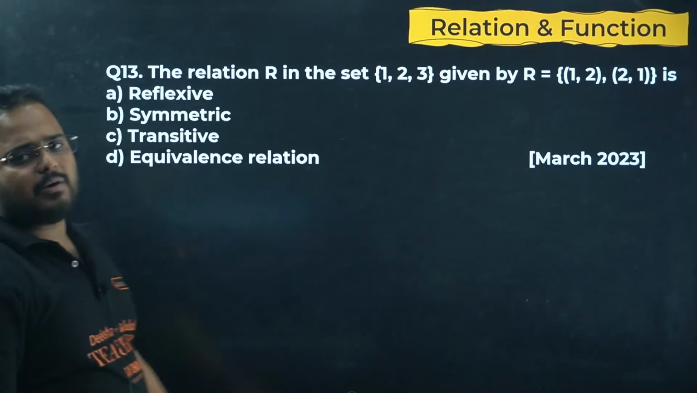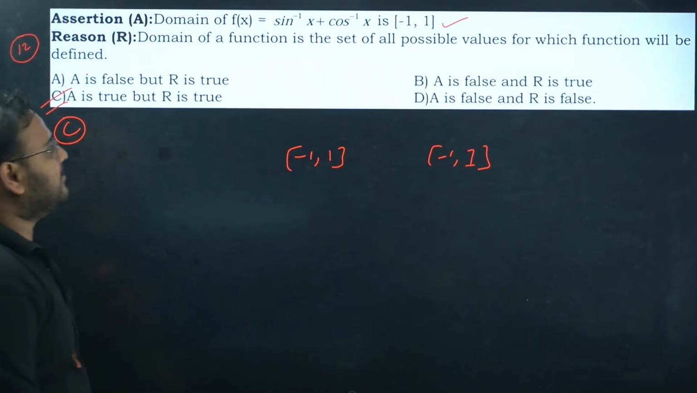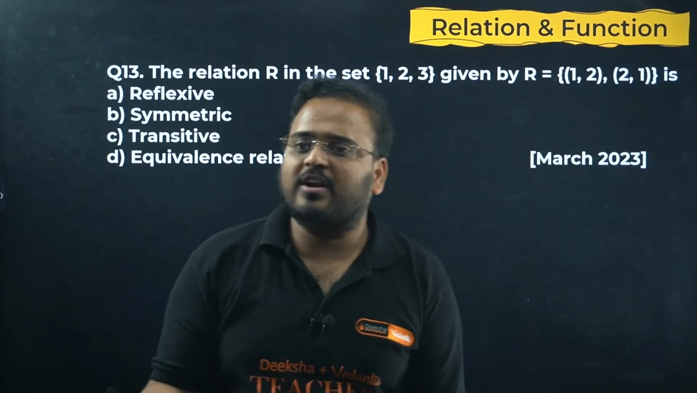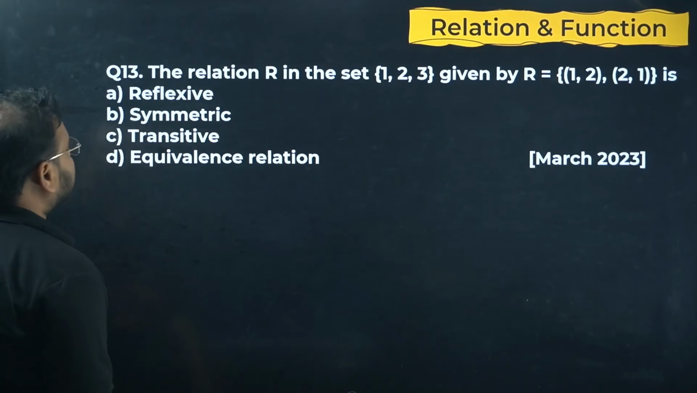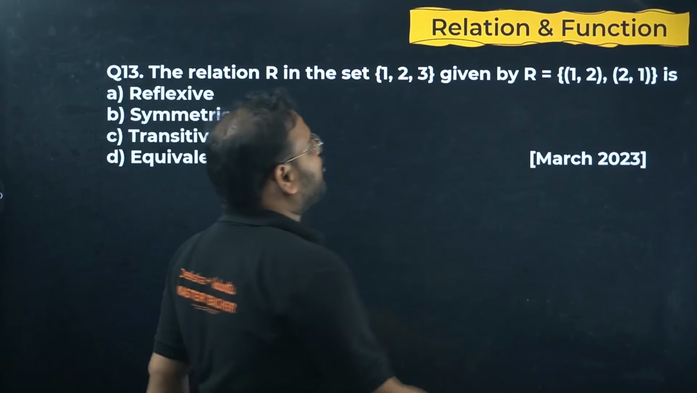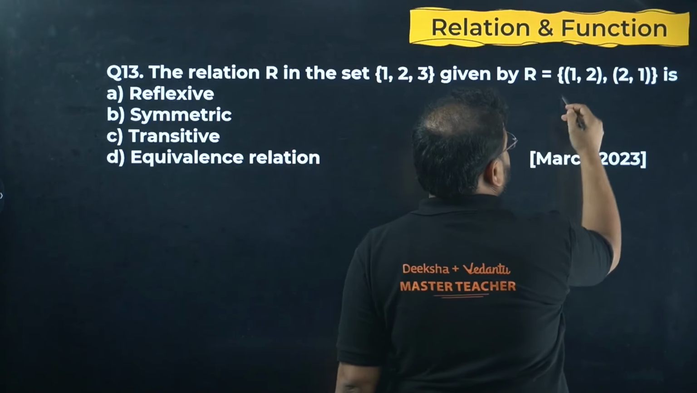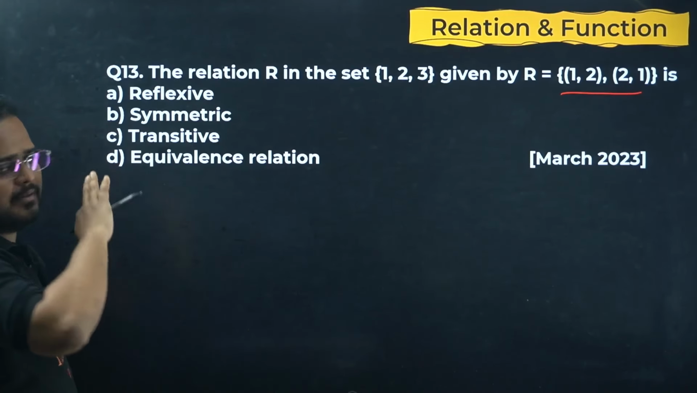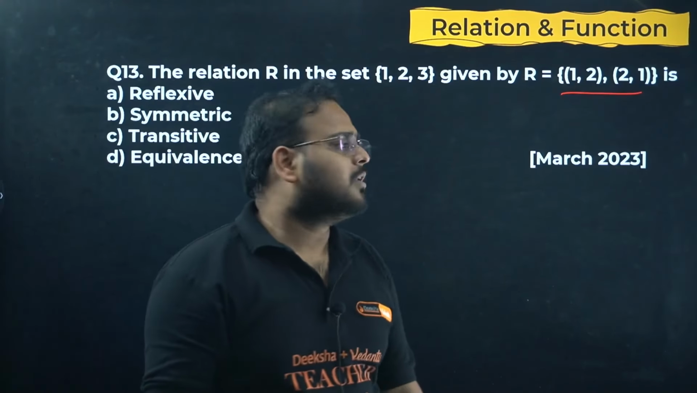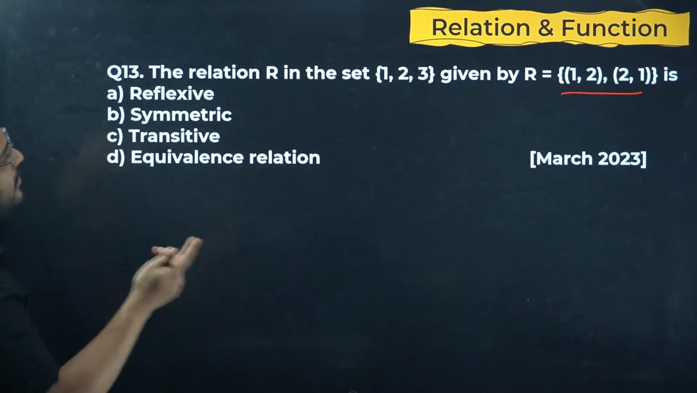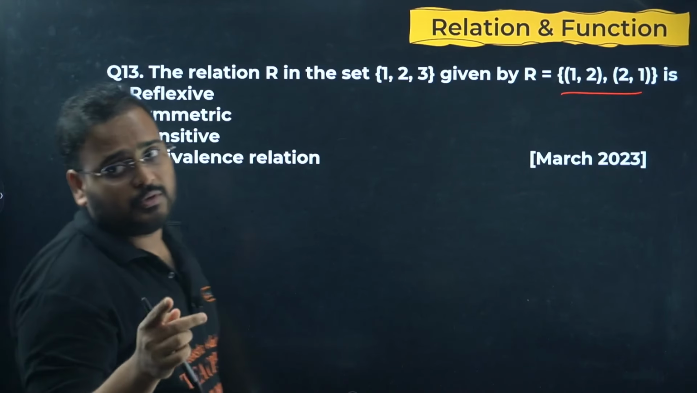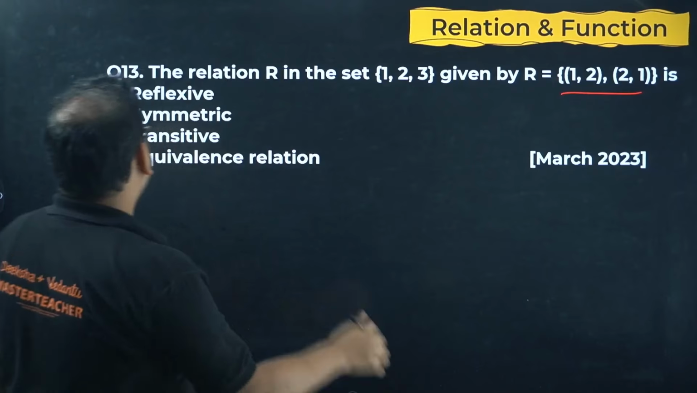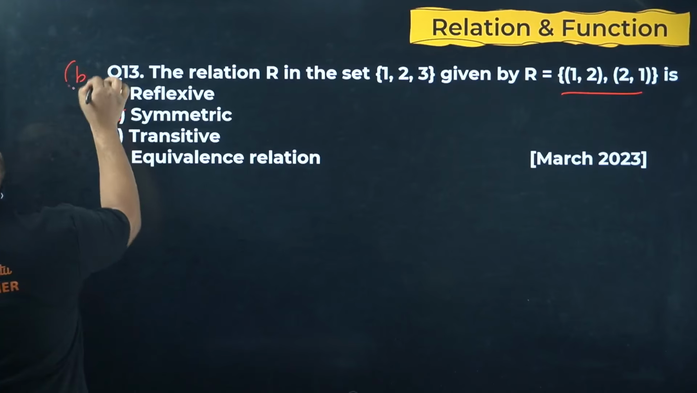Clear? So chapter number 2 basically, which is ITF, is over now. Moving on to relation and function. The relation R in the set {1, 2, 3} given by (1,2), (2,1) is simply a symmetric relation. This cannot be equivalence, this cannot be reflexive, because we are missing (1,1), (2,2), (3,3) also. And it is not even transitive because we are missing (1,1) also. So it's simply a symmetric relation. Answer is B. Please move on.